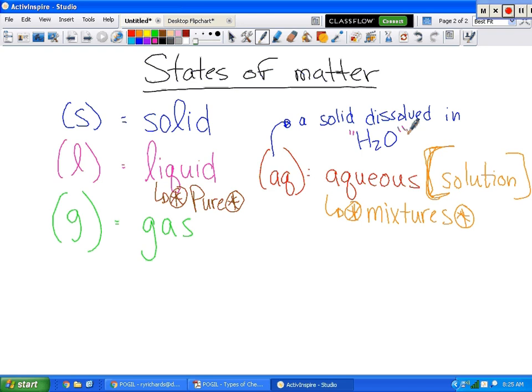But here's the deal. When we talk about mixtures and we talk about solutions, here's the other difficult part about this: solutions don't technically have to be in a liquidy form. How many of you play a brass instrument? Okay, what is a brass instrument?